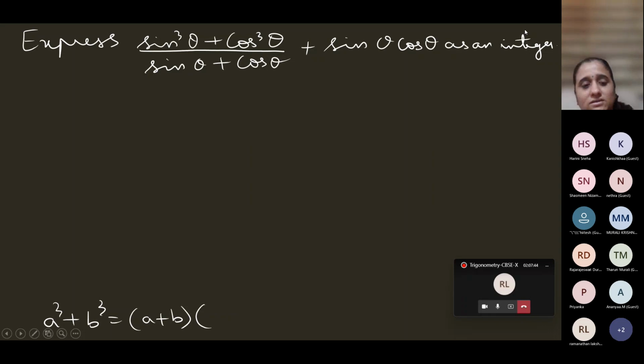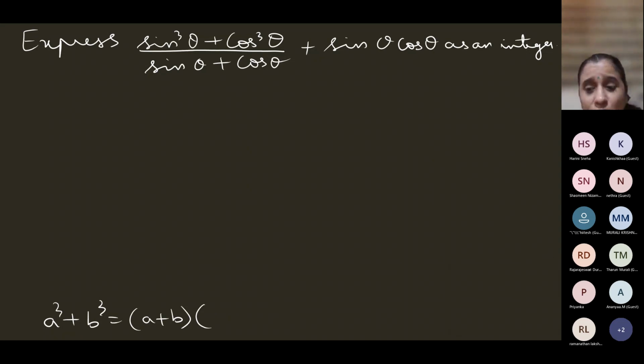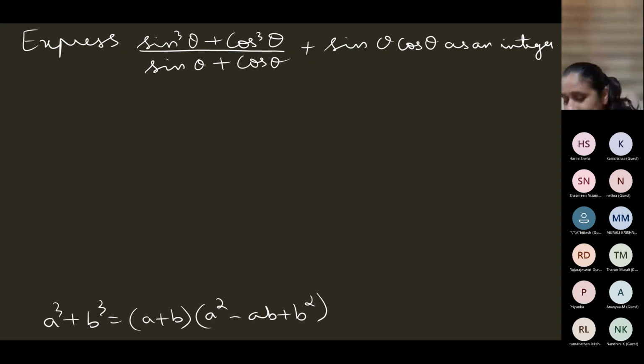Complete the identity. A cubed plus b cubed is equal to a plus b into what? A square minus AB plus B square. Very good, Thank you, Tarun Murali. A cube plus B cube is equal to a plus b into a square minus AB plus B square. Not minus 2AB, minus AB.